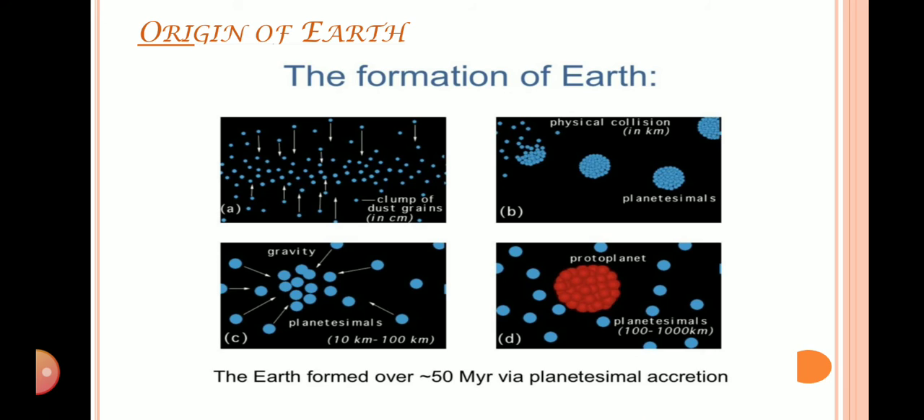We have already studied how proto-Earth was formed. Now let us know about the evolution of Earth. Evolution of the Earth.